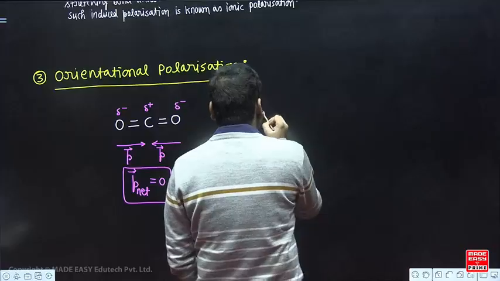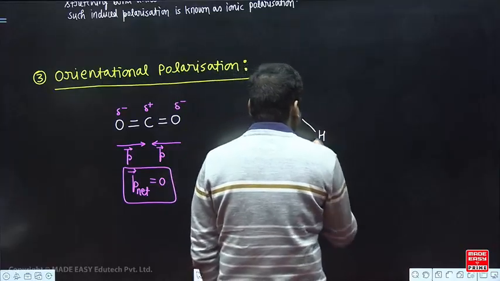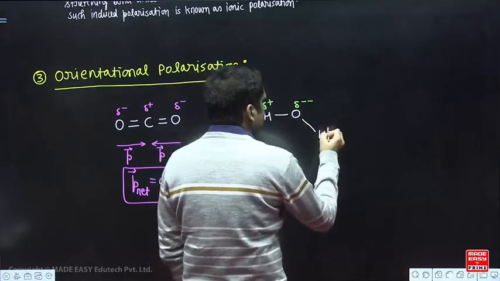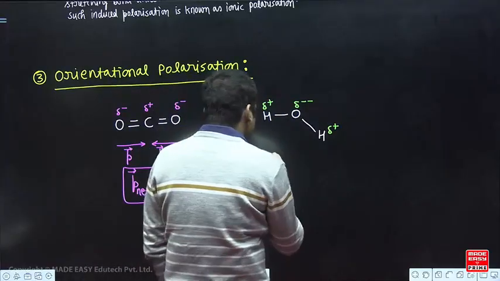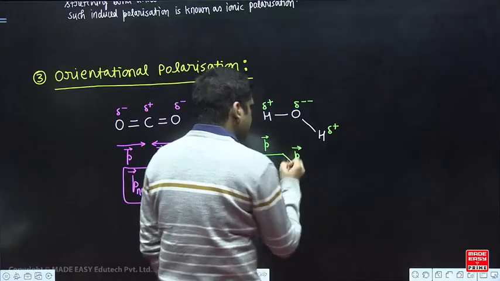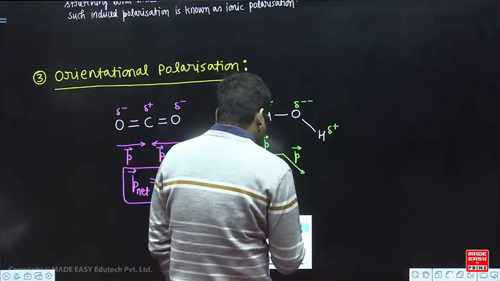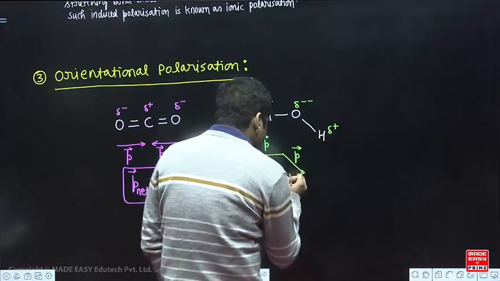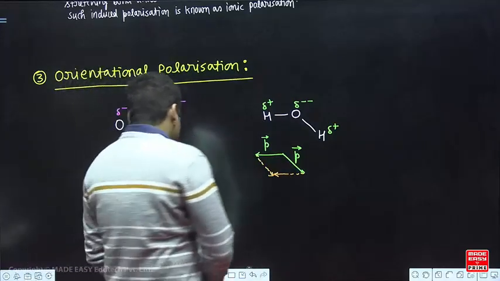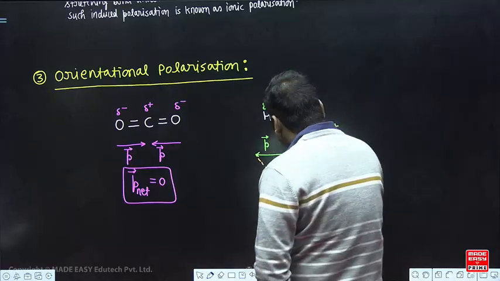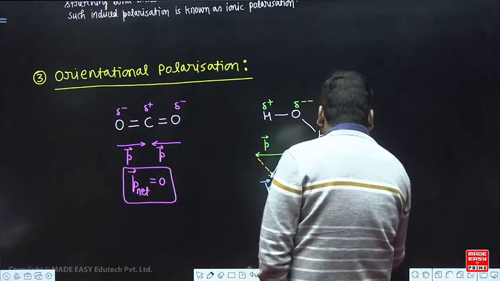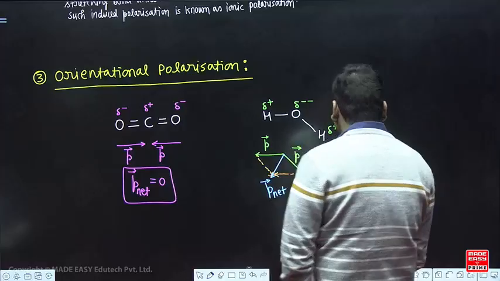Let us suppose you have another molecule, H2O. Here you have delta minus on oxygen and delta plus on each hydrogen. Oxygen to hydrogen is one dipole, and oxygen to the other hydrogen is another dipole. Now, my dear friend, apply the law of parallelogram and you will get the net dipole moment in this direction, P net. So this net dipole moment P net does not equal 0.